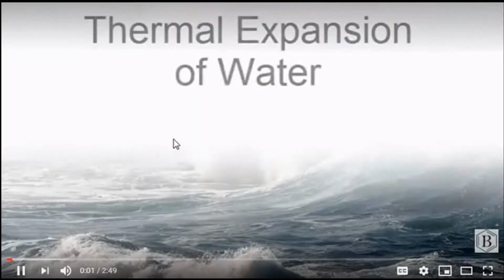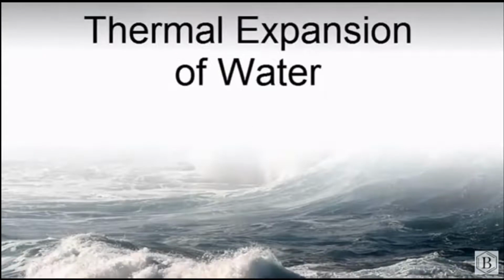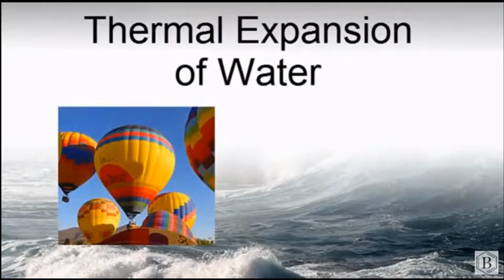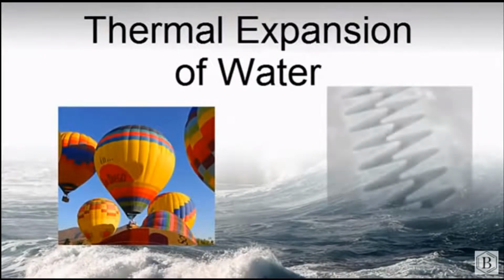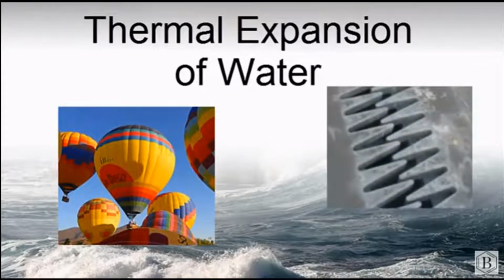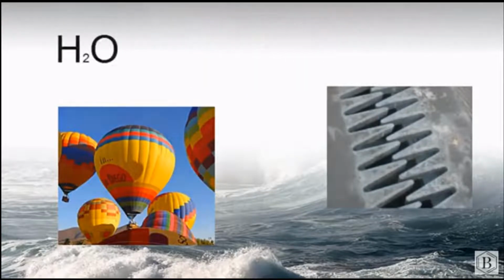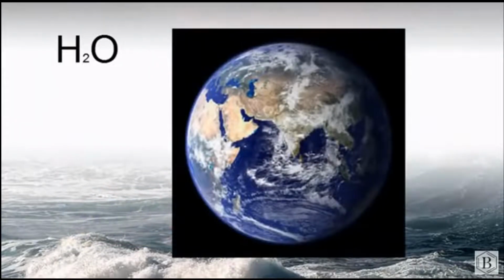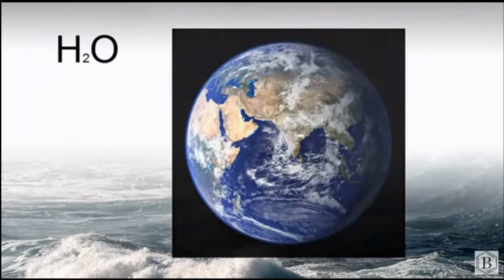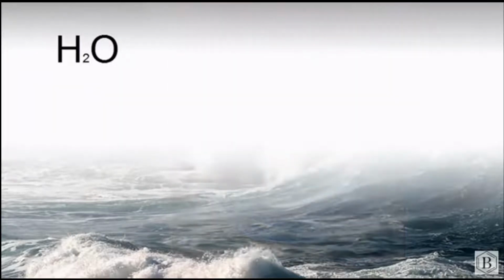Lots of things expand when they get warmer. For example, air will expand, like the air in hot air balloons, or even bridges will expand. That's why they have to have those little metal teeth so that the bridges don't crack when they expand. And of course, water expands when it gets warmer. And that's really important because there's a lot of water on the planet Earth. And as the Earth gets warmer, that water is going to expand, and that expansion is going to lead to sea level rise. And that has a lot of big implications.